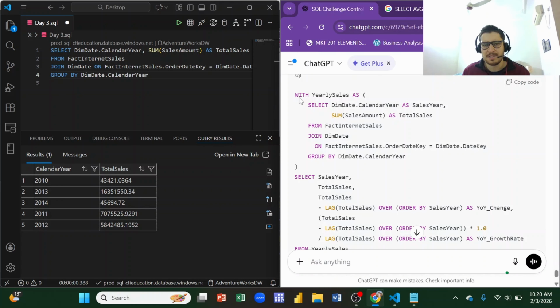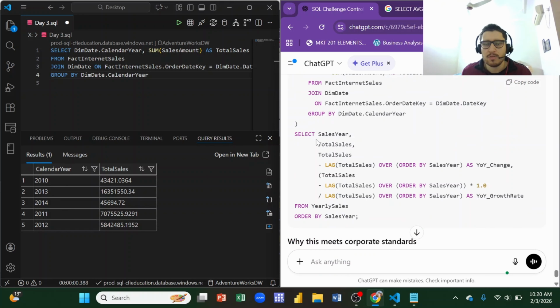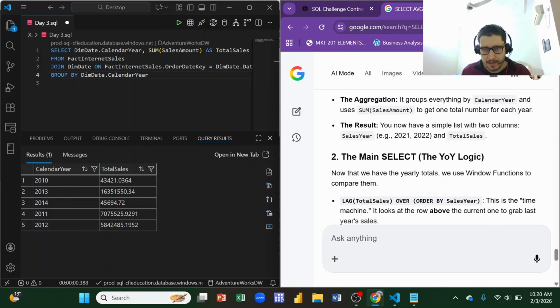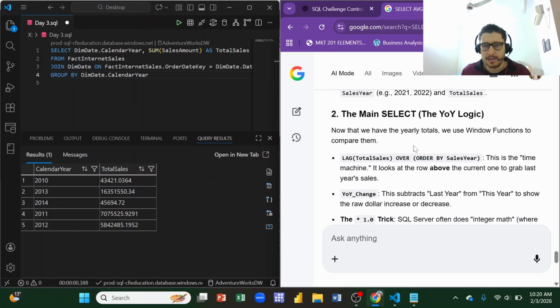So it is just to create the CTE with WITH. Our whole aggregation was just a single giant logic, and it is going to return these values and create a temporary table up there, and then we move towards the year-on-year comparison. The main logic here is that now that we have yearly totals, we use a window function to compare them.